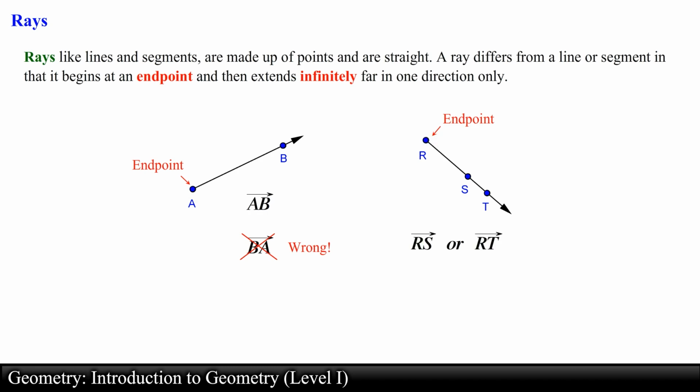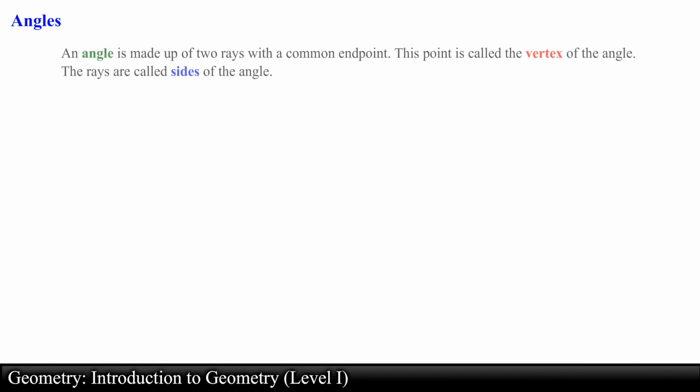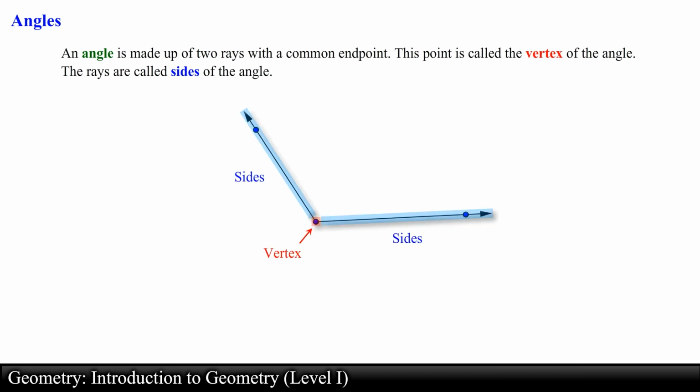Now that we know about points, lines, segments, and rays, we can now talk about angles. In essence, an angle is made up of two rays with a common endpoint. This point is called the vertex of the angle. The rays are called sides of the angle.